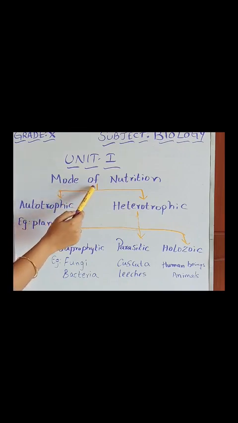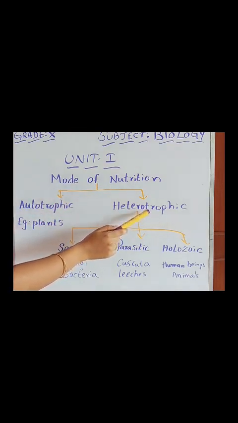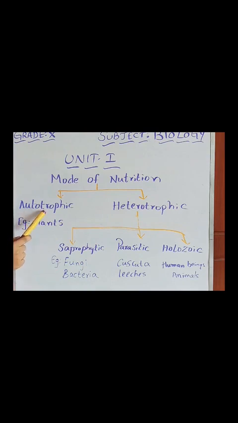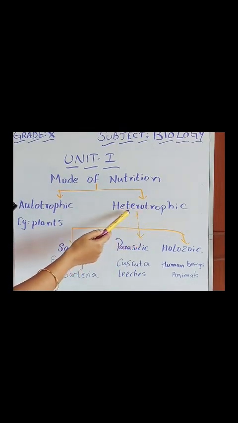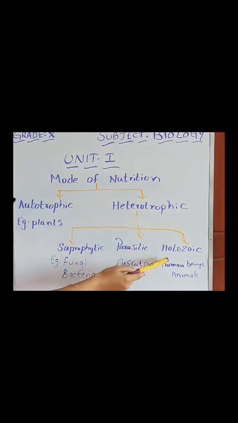Now, let us discuss the mode of nutrition. According to the mode of nutrition, it has been classified into autotrophic nutrition and heterotrophic nutrition. As I said earlier, autotrophic nutrition is a type of nutrition where organisms can synthesize their own food material, for example, plants. Heterotrophic nutrition refers to organisms which cannot synthesize their own food material but depend on other organisms for it. Again, these heterotrophs are classified into three different modes: saprophytic nutrition, parasitic nutrition, and holozoic nutrition.